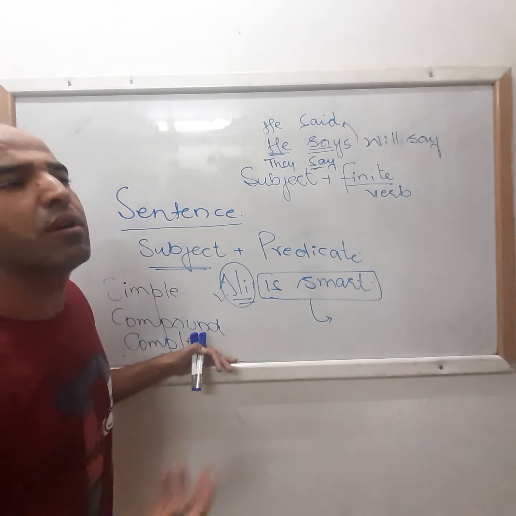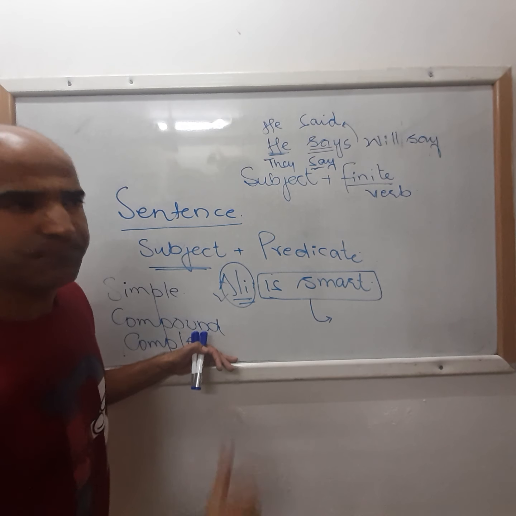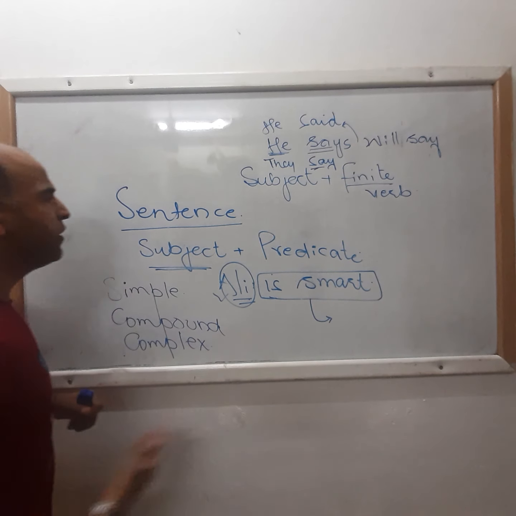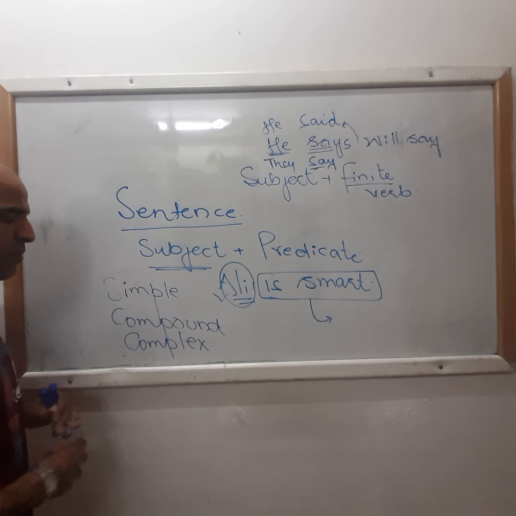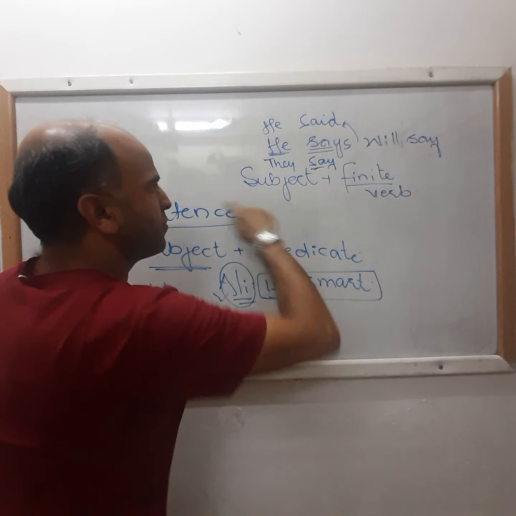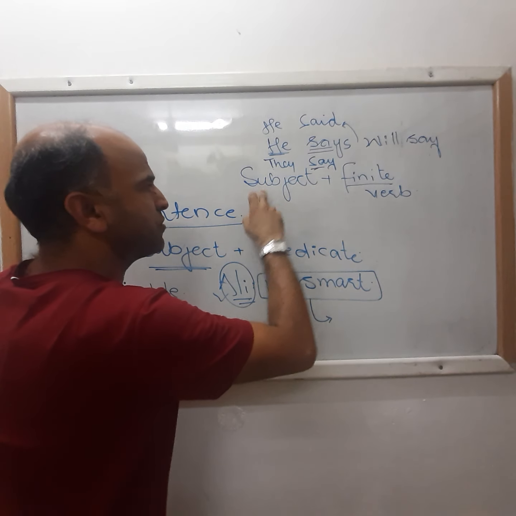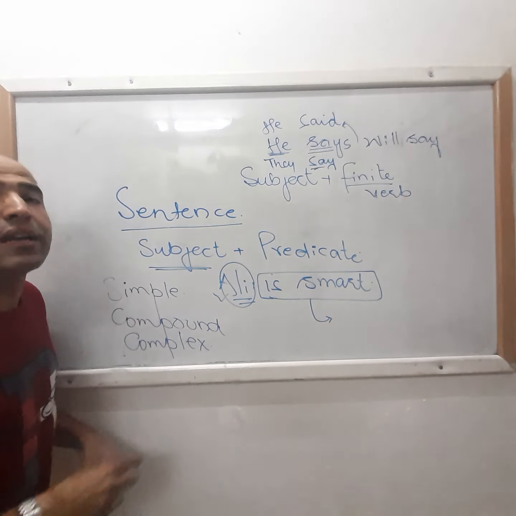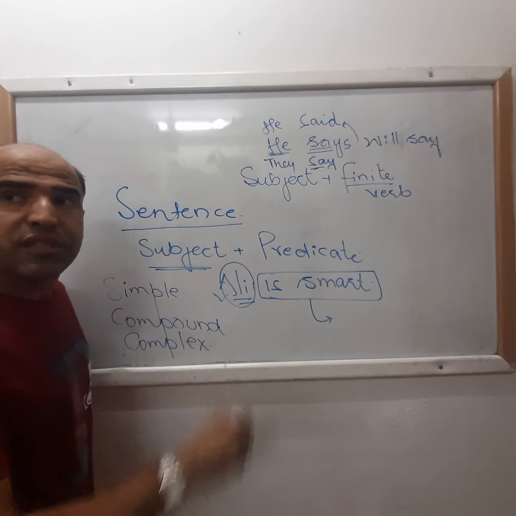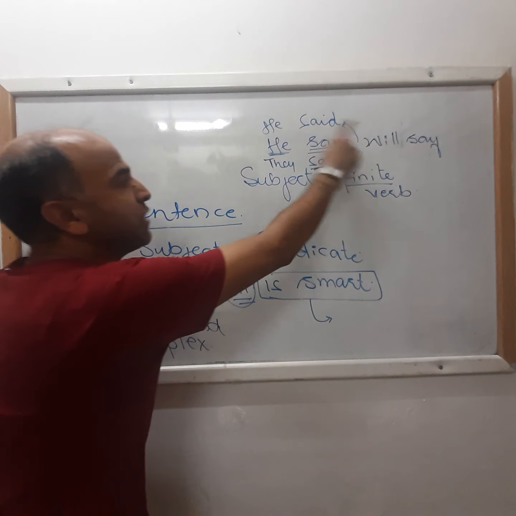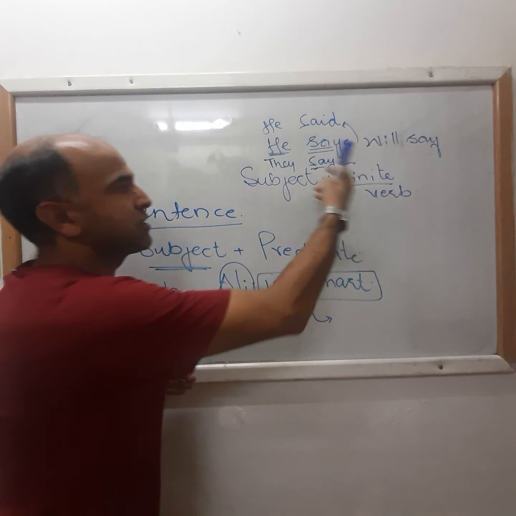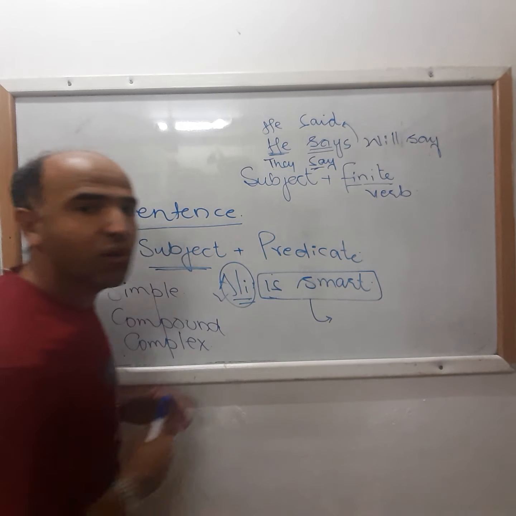There are two types of clauses in the English language: independent and dependent clause. We will learn about that when we talk about compound sentences. So, subject and finite verb. A simple sentence is a combination of a subject and a finite verb, and it gives you a complete thought. Number two, every simple sentence is an independent clause, meaning it has a subject, it has a verb, and it can stand on its own.